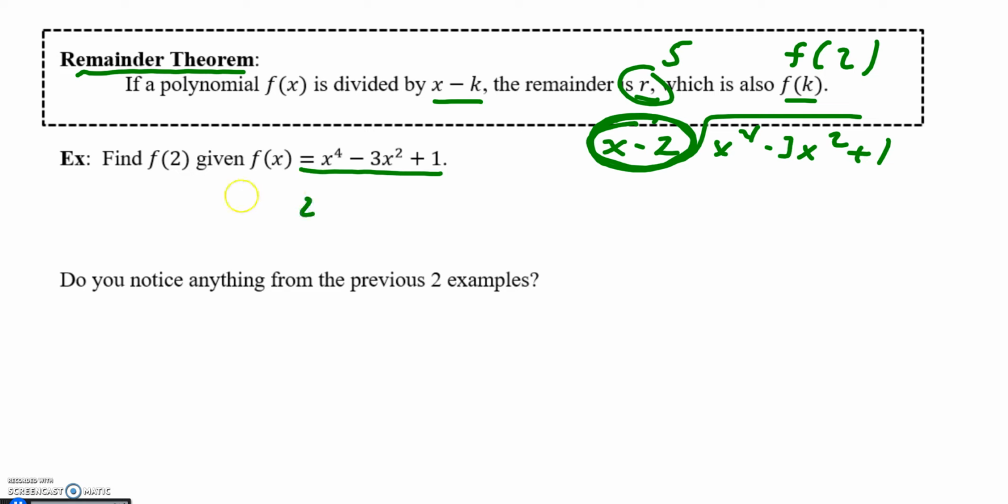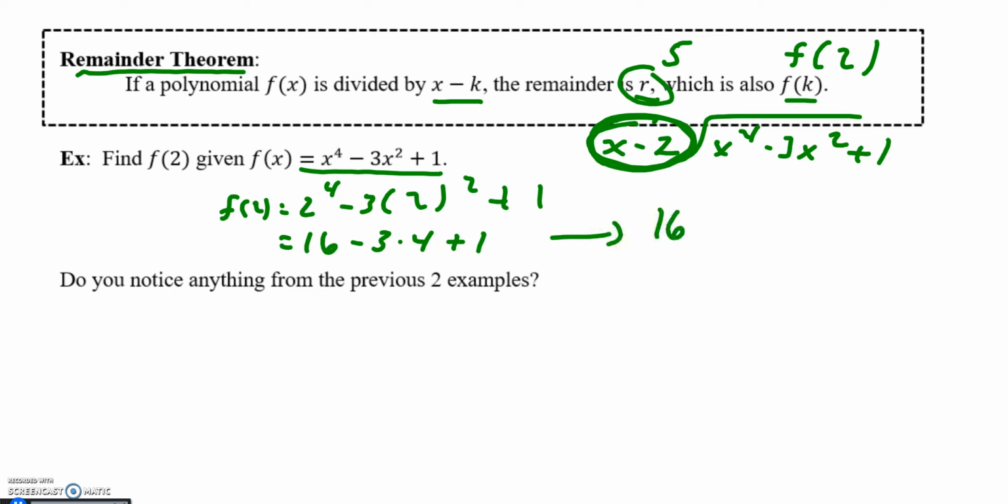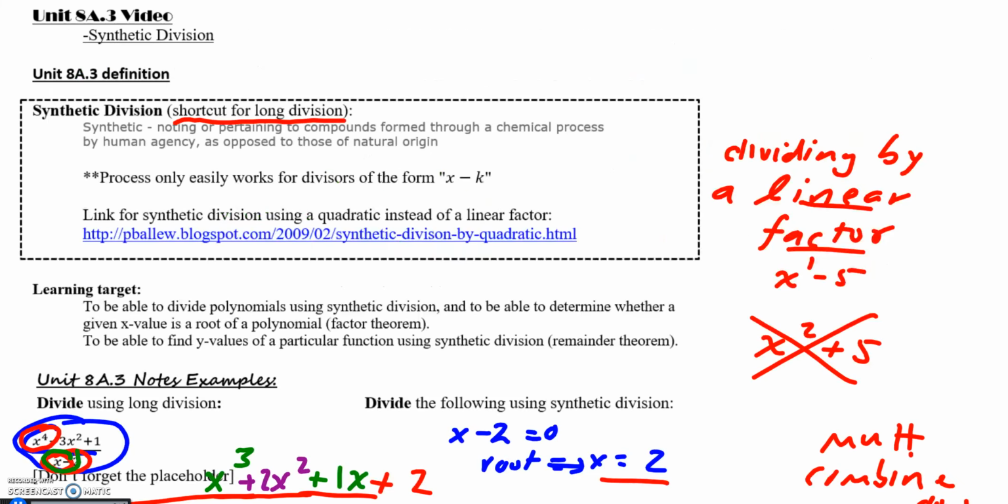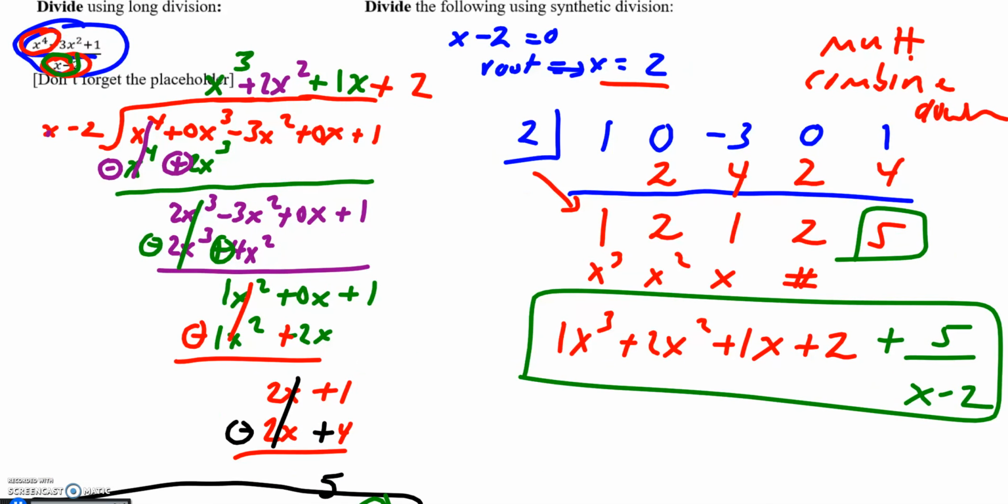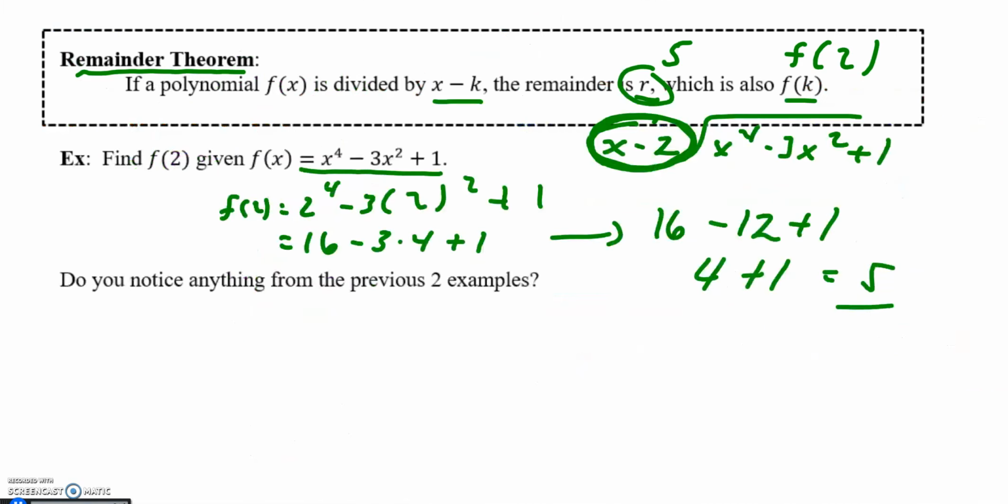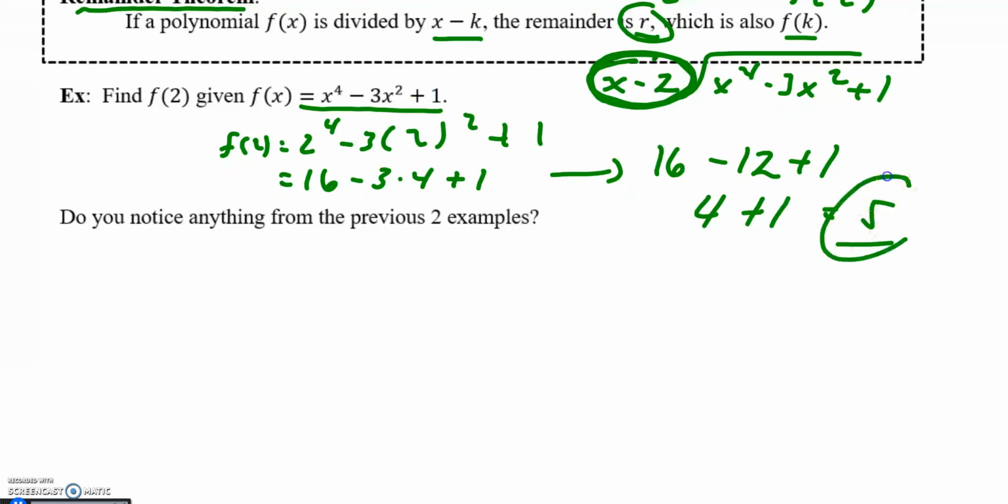So let's see. f of 2 equals 2 to the 4th minus 3 times 2 squared plus 1, which would be 16 minus 3 times 4 plus 1. 16 minus 12 plus 1 is 4 plus 1, or 5. Check that out. So this remainder theorem is saying that at the beginning of the problem, if I want to know if this has a divisor, I could take my root, plug it into the original equation, and I would get the remainder of 5, which I did here. I took the root of 2, plugged it in, and got the remainder of 5.